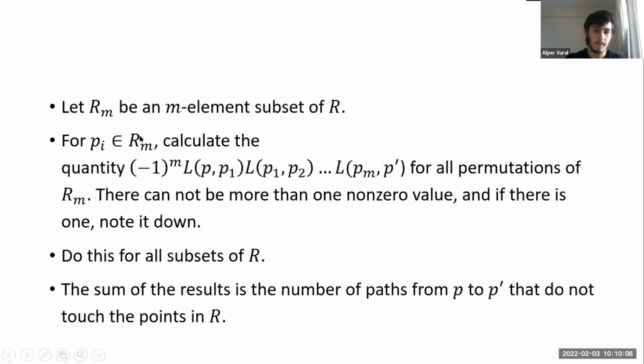Let R_m be an m-element subset of R. For each permutation of R_m, calculate the quantity (-1) to the power of m times these products. There cannot be more than one non-zero value, and if there is one non-zero value, note it down. Do this for all subsets of R. The sum of these results is the number of paths from P to P' that do not touch points in R. We multiply by (-1) to the power of m because of the inclusion-exclusion principle.